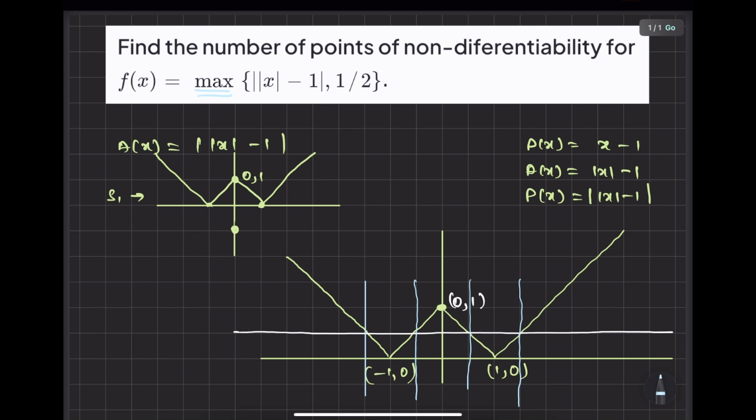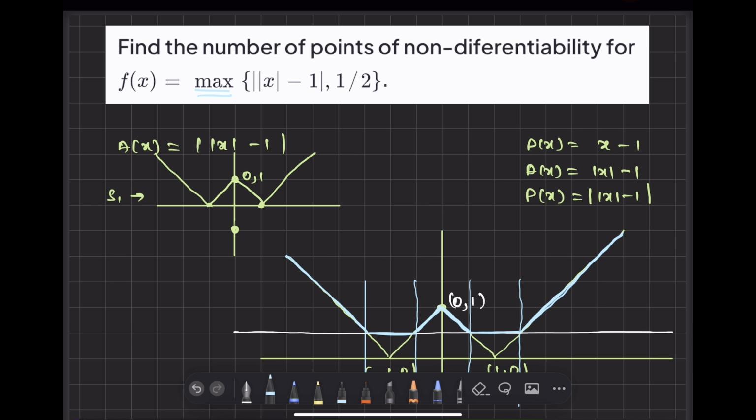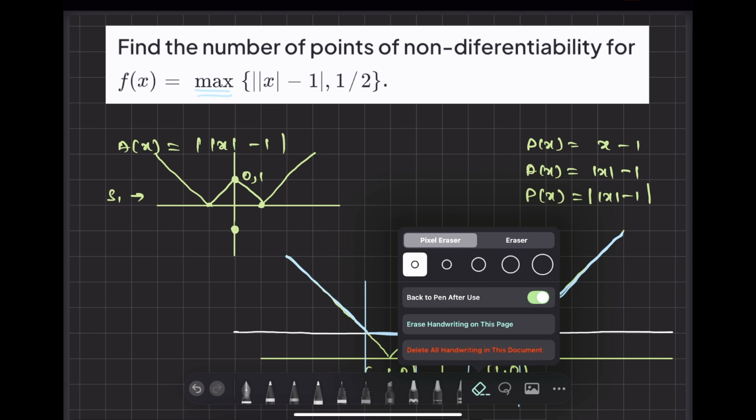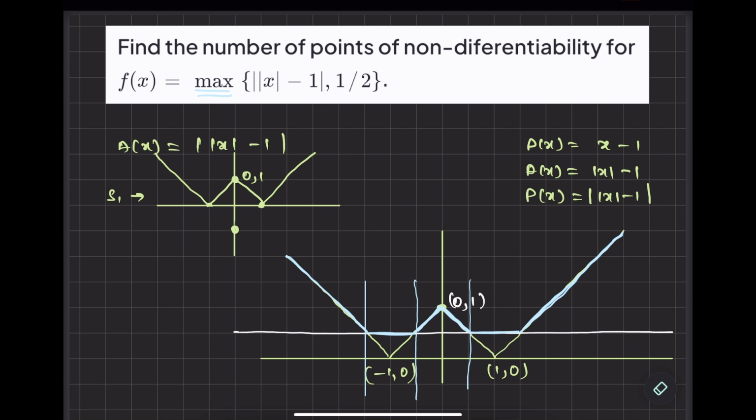Okay. So look at this. In the first region, who is the maximum? This part is maximum. In the second region, this part is maximum. In the third region, this part is maximum. And this part is maximum. And then this part is maximum. And then this part. So you have to focus on the blue points, meaning blue is the required graph.